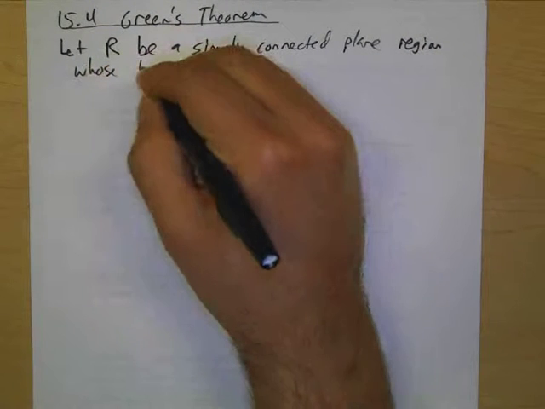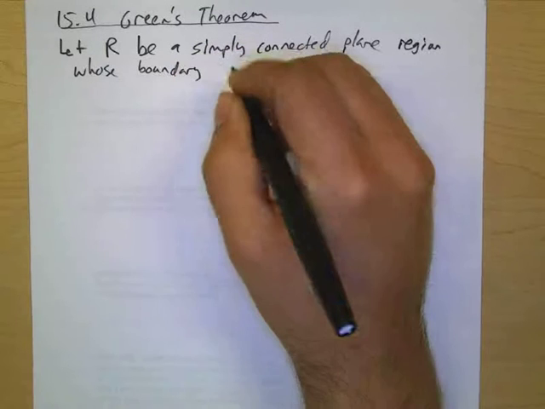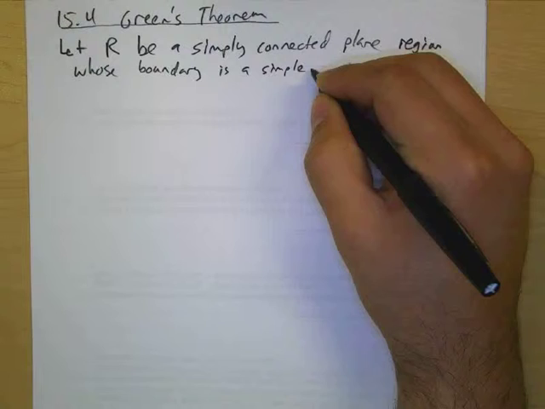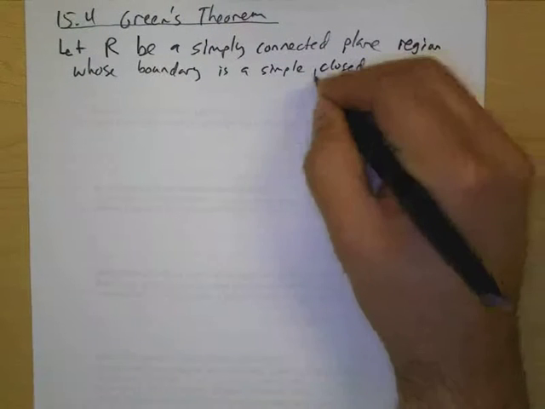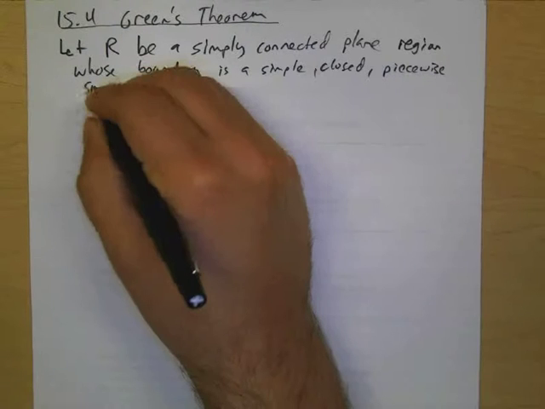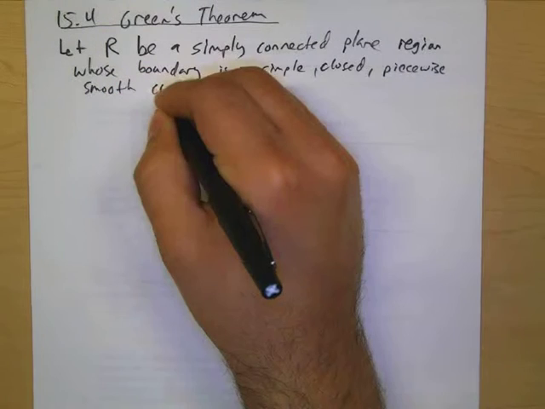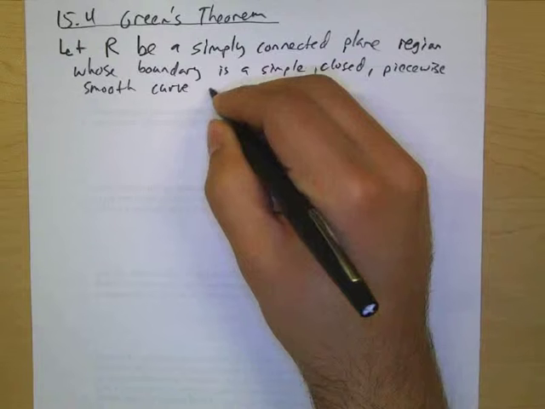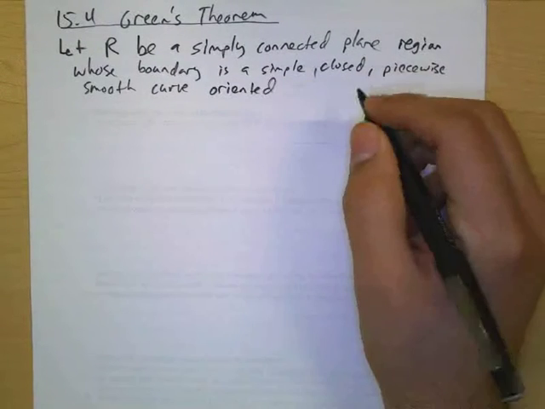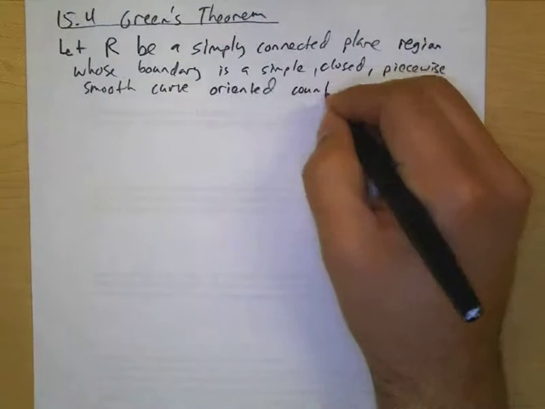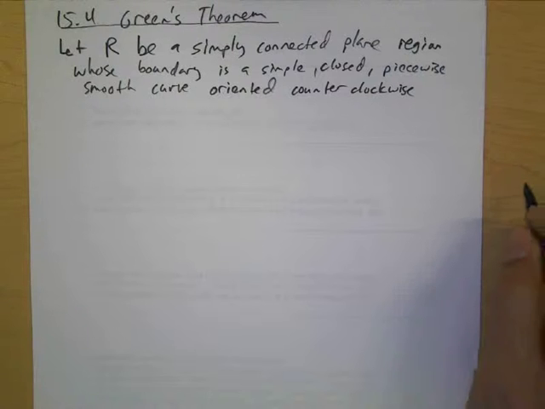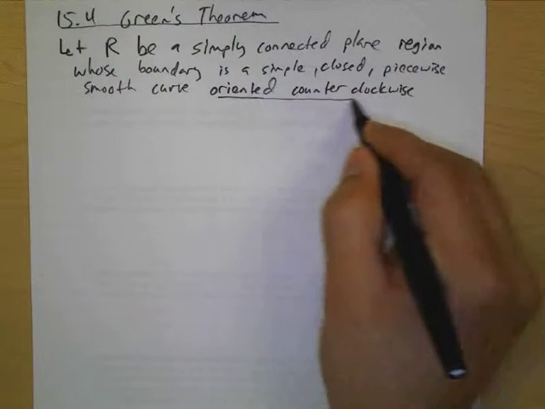Whose boundary is a simple closed piecewise smooth curve. We're just going to keep adding adjectives to the noun. Oriented counterclockwise. This is important here.